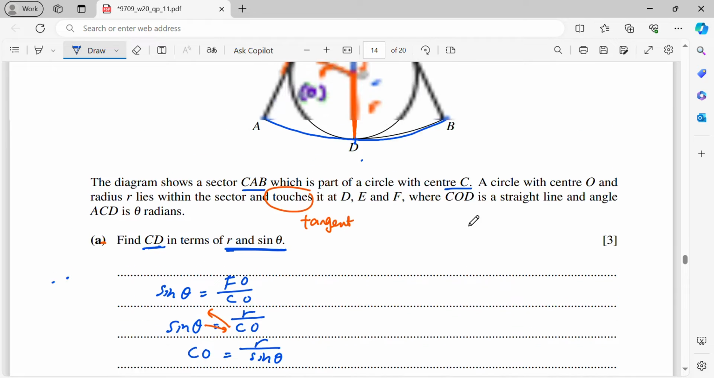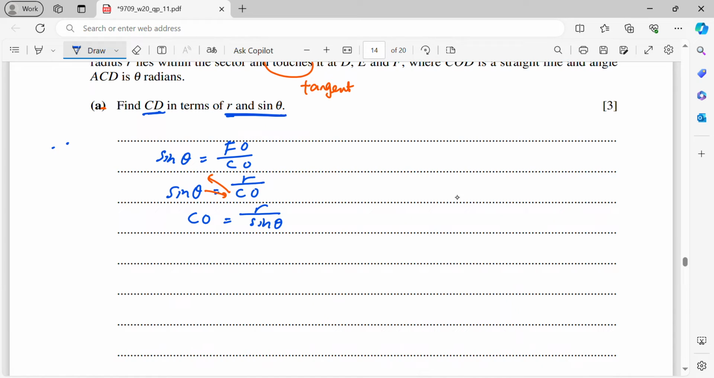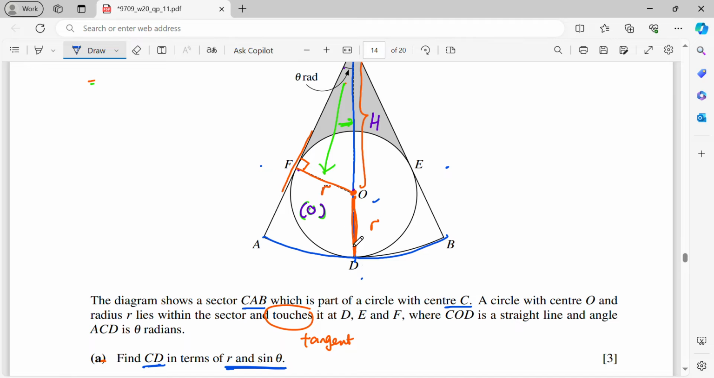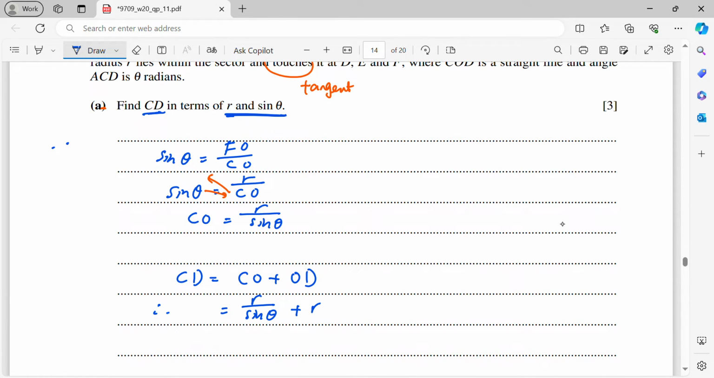Okay, so now I need to find CD. So CD is CO plus OD. So CD equals CO plus OD. Then now it will be R over sine theta plus R, because my OD is the radius of the circle. That's all for this part A.